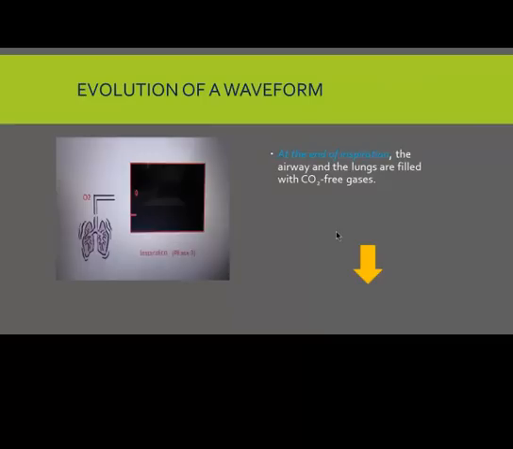All right. With the evolution of the waveform, when a patient is breathing in, the lungs are free of CO2 gas. So our end-tidal CO2 is only measuring CO2, so if there's no CO2 there to measure, what are we going to see? Flat. We're going to see baseline.